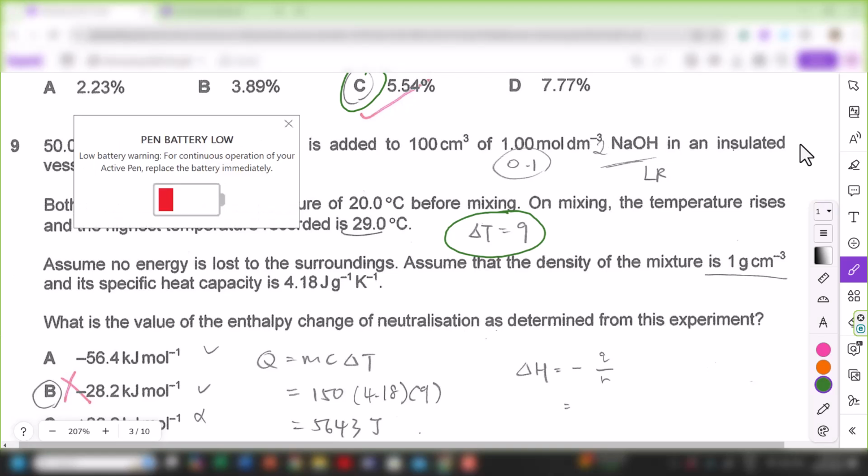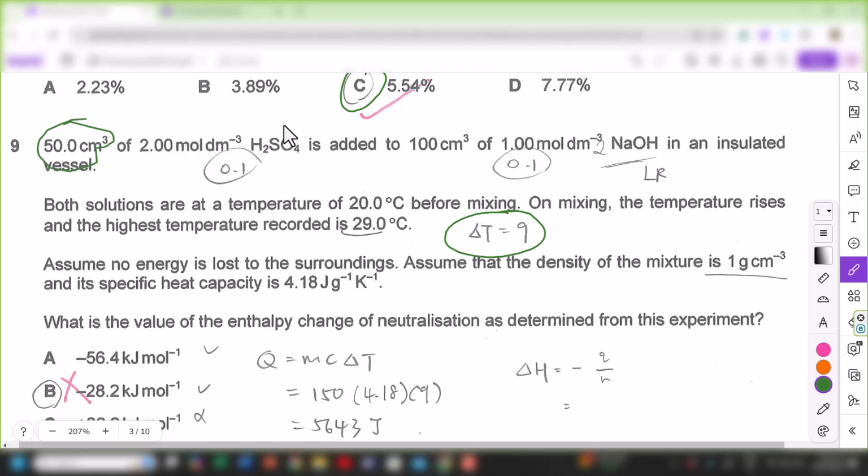Okay, so I have 50 cubic centimeters here, 100 cubic centimeters over here. Okay, so I have Q is equals to MC delta T. The M is 150. Specific heat 4.18. Temperature change, that will be 9. Okay, I will punch the calculator, but just believe the student's value is correct, so it's 5643 joules. I mean, I can verify it later.